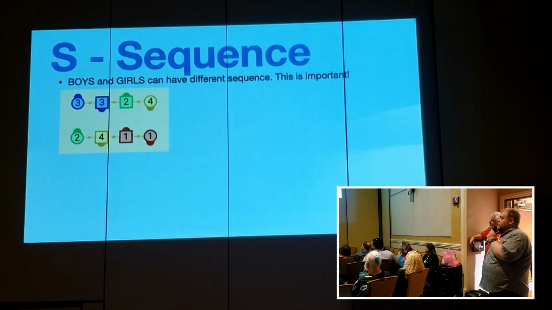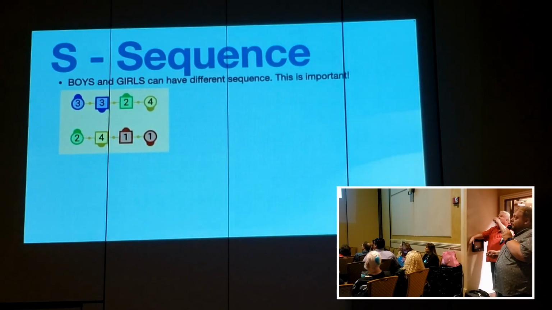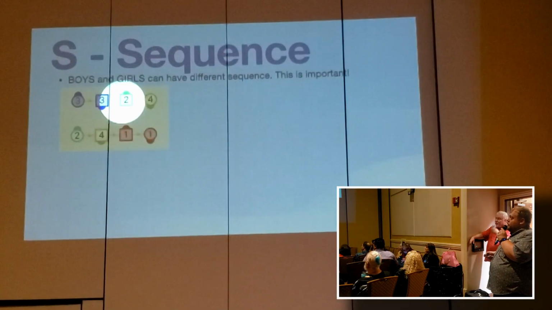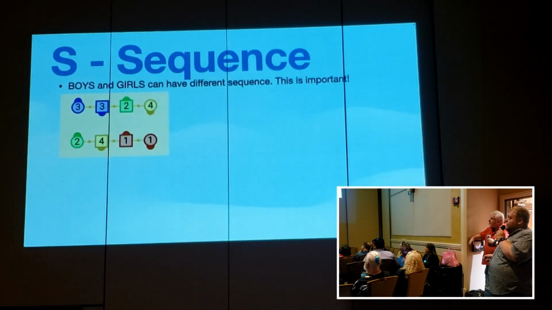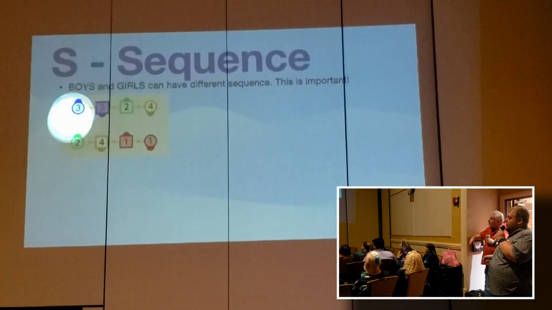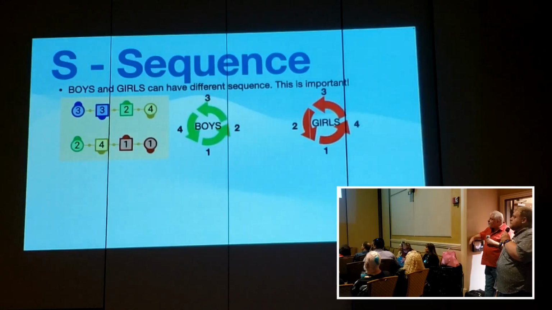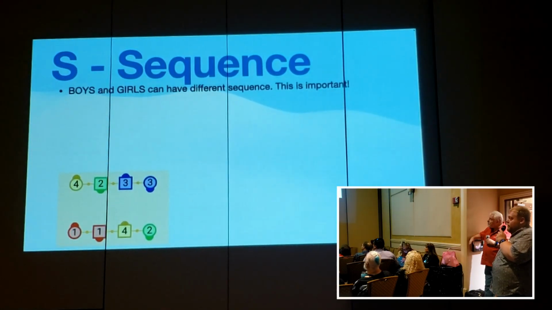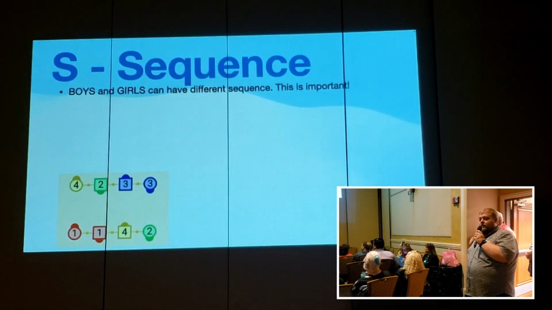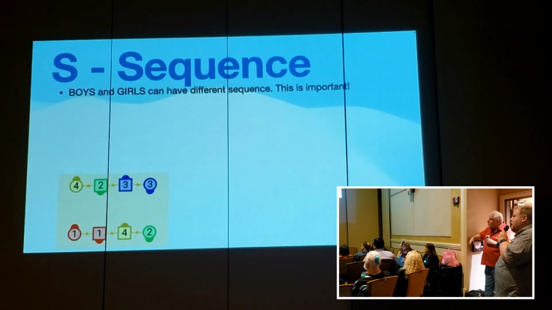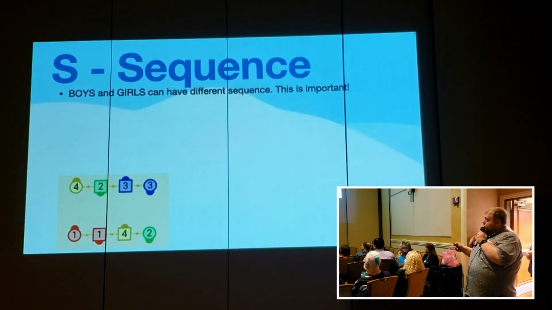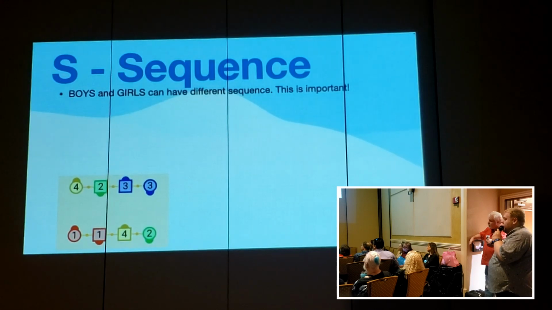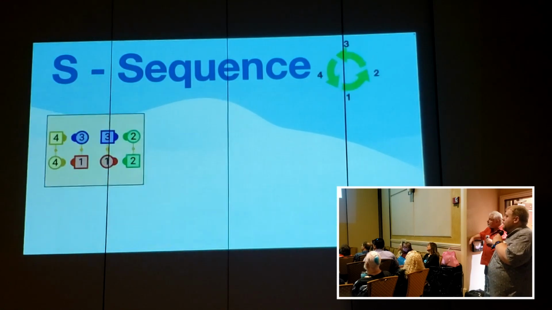Let's point out that the boys and girls can have different sequences. So here, the boys are 1, 2, 3, 4, going this direction. They are. Girls are. Very good. Now, I'm not going to do the little pointer thing. I'm going to let you go around the square counterclockwise. The boys are. Because 1, 4, 3, 2. The girls are. Very good.